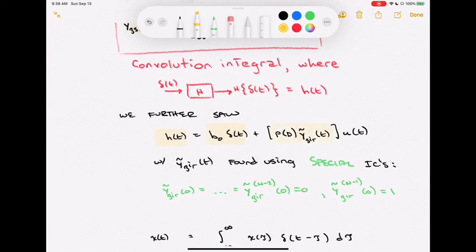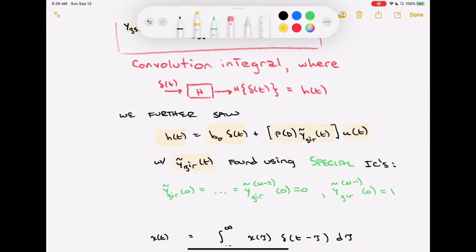And so the particular form for it is P D acting on y tilde ZIR, all made causal with u of t, because we were looking at an input that only occurs at zero. It couldn't have had any output prior to that. It's a causal system. We found that y tilde ZIR is necessary for finding this very particular output, this h of t, using some special initial conditions.